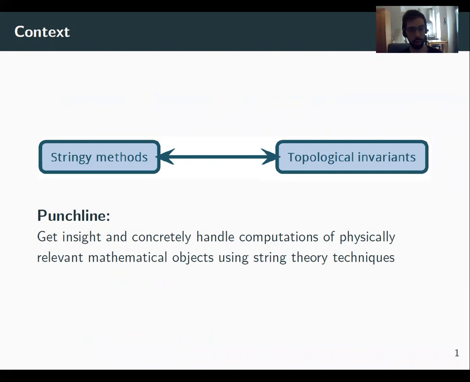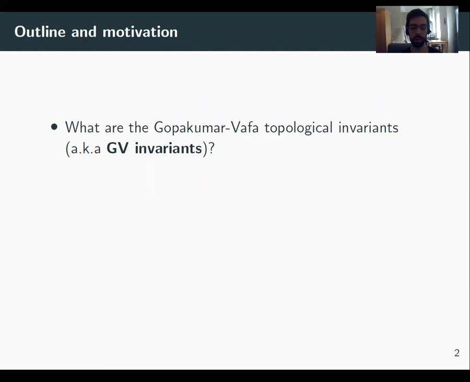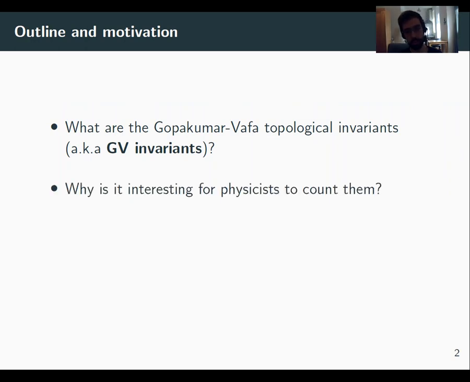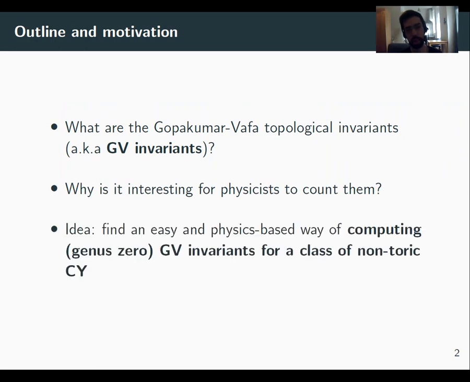The outline will be the following. I'll first explain what exactly are these Gopakumar-Vafa invariants, known to friends as GV invariants. Then I'll go through why we are interested in counting them. This is the motivation. And the main part will be devoted to explaining a new idea to find an easy and physics-based way of computing the so-called genus zero GV invariants for a class of non-toric Calabi-Yaus. So let me get straight to the first point.